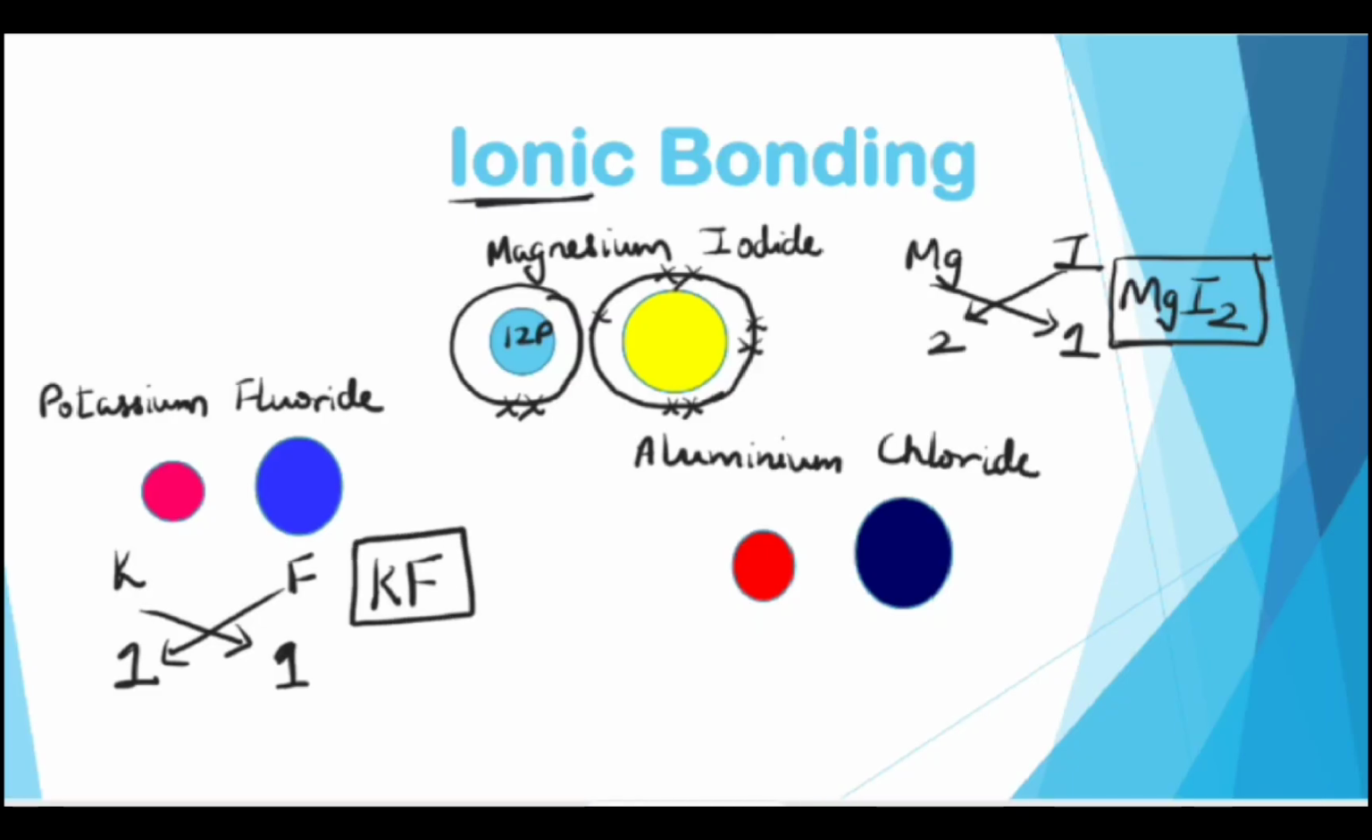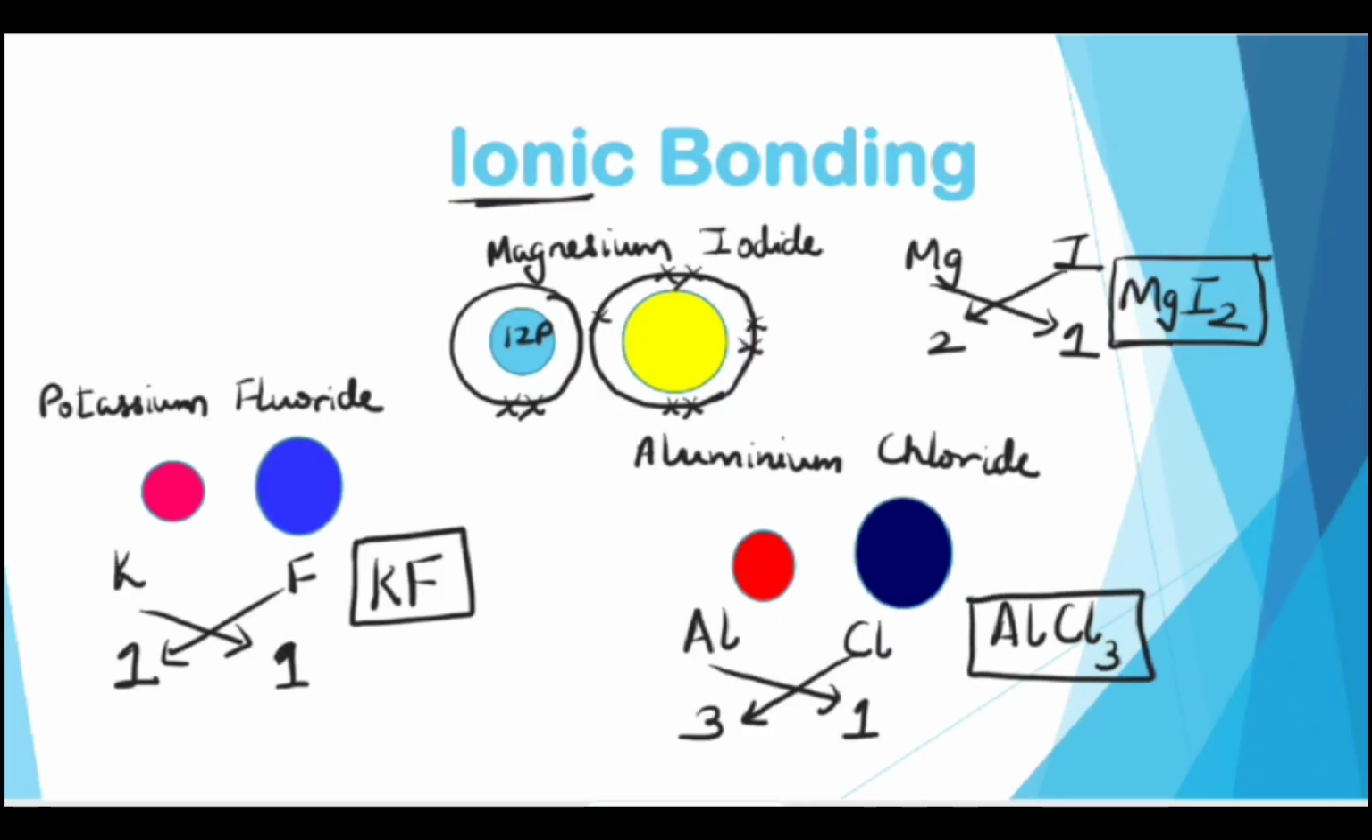Let's go to aluminium chloride. Aluminium, symbol Al, has a valency of 3. Chlorine, belonging to the group 7 elements, has a valency of 1. Going by the crisscross method, aluminium gets 1, and since it's 1, we don't write it. Chlorine gets 3. So the chemical formula of aluminium chloride is AlCl3.